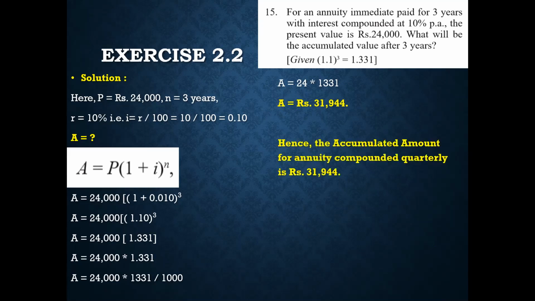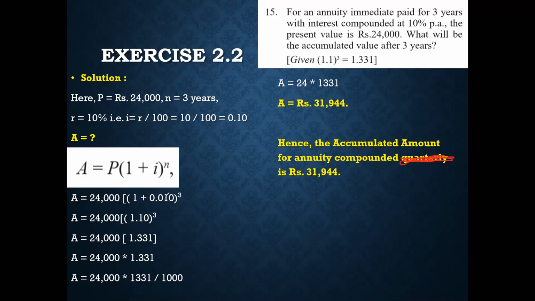So the accumulated amount for annuity compounded, sorry, again there's a mistake, no quarterly. Please forgive me, here there's a mistake, so avoid this. This is a printing mistake over here. So there's no quarterly, and over here this 0 is not there, this is extra. So apart from these two mistakes, there's nothing over here. These two mistakes are there, so please forgive me for that. All right, so again, this sum can be asked for 2 marks.